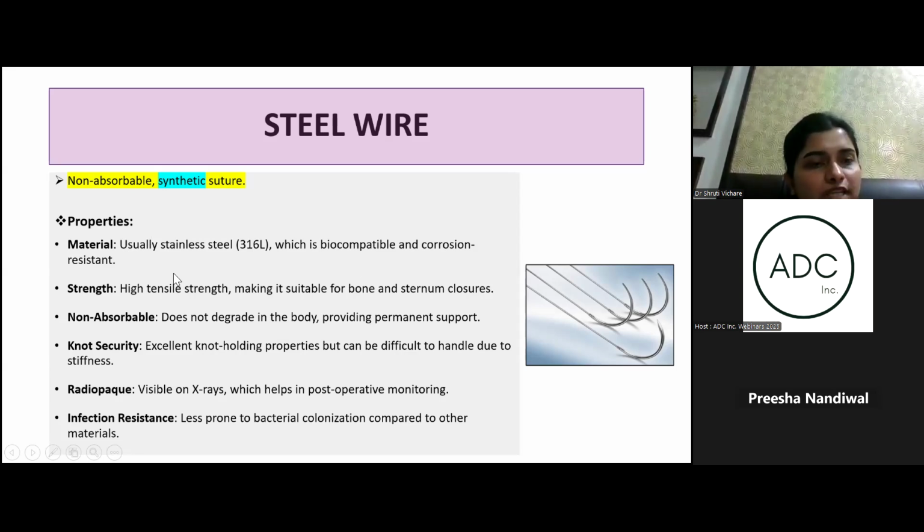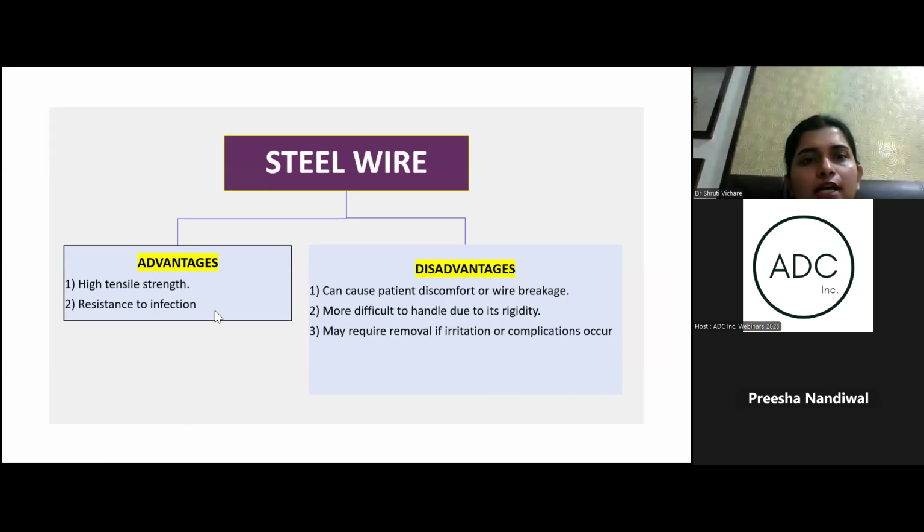So the material used is stainless steel, very high tensile strength. They do not degrade in the body, right? So they provide permanent support, correct? Not knot security. You can't actually tie good knots because it is a very stiff material, correct? It is radio opaque. The only suture which is radio opaque is this. So that is steel wire, and infection resistant because it has an extremely smooth surface, right?